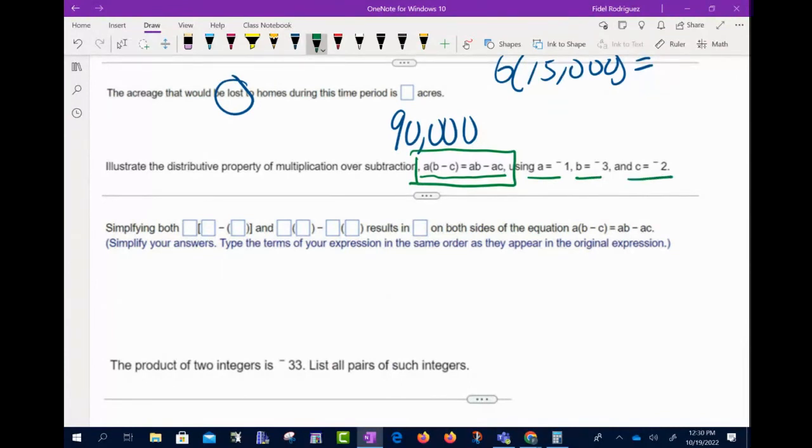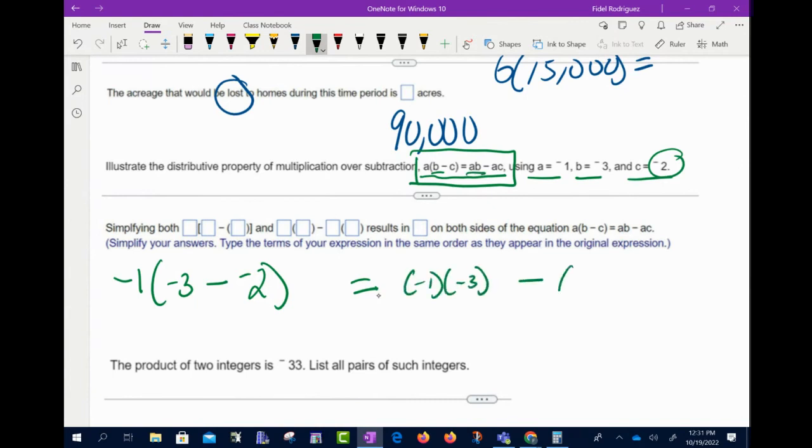Okay, so look, y'all, this is what I'm going to do. Where the A used to be, I'm going to put a -1, okay? Where the B used to be, I'm going to put a -3 minus, because there's a minus there, the number C, which is a -2, okay? And that's supposed to be equal to A times B, -1 times -3, minus A times C.